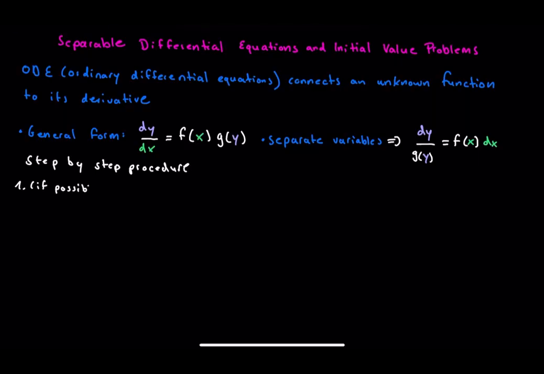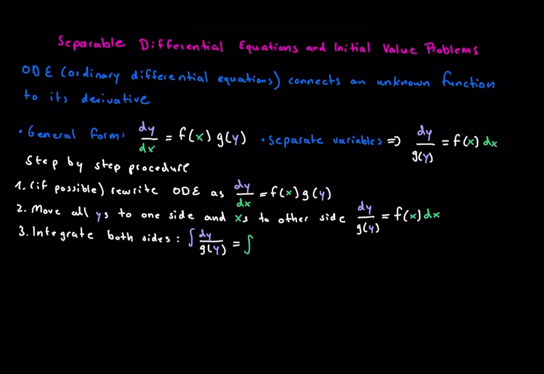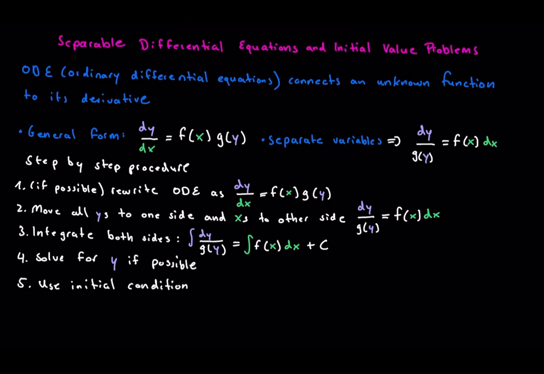Here's the 5-step recipe you'll use every time. Step 1, rewrite the ODE as y prime equals f of x times g of y. Step 2, move all the y's to one side and all the x's to the other. Step 3, integrate both sides. Step 4, solve for y if possible. Step 5, use the initial condition y of x naught equals y naught to find the constant c. That last step gives a unique curve that passes through the given starting point.